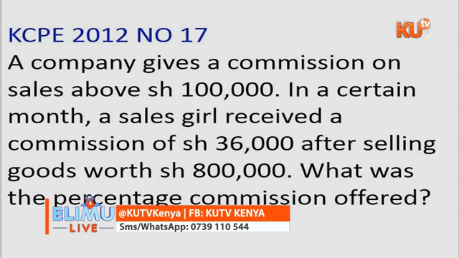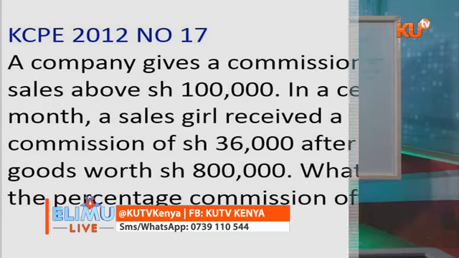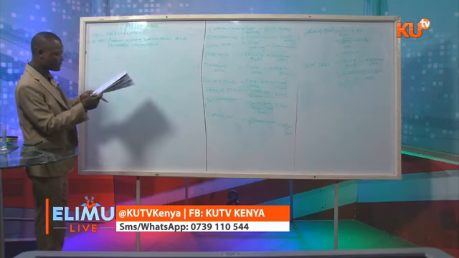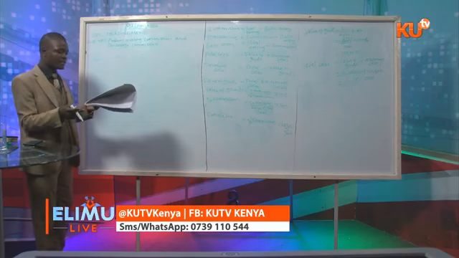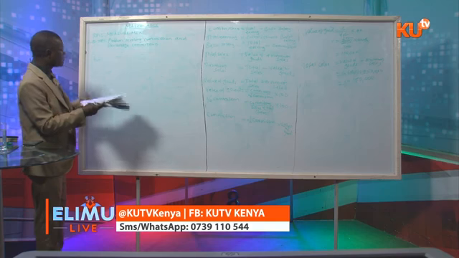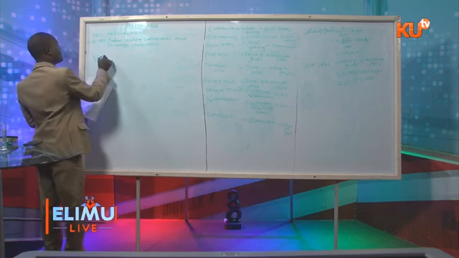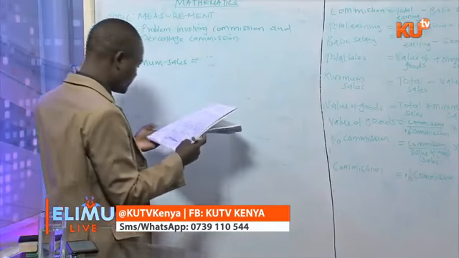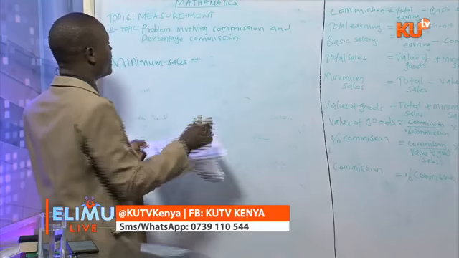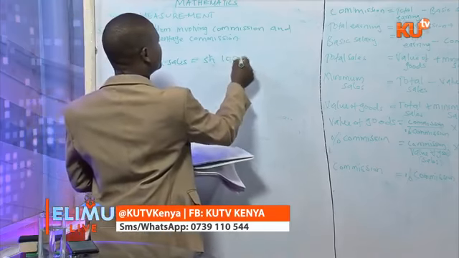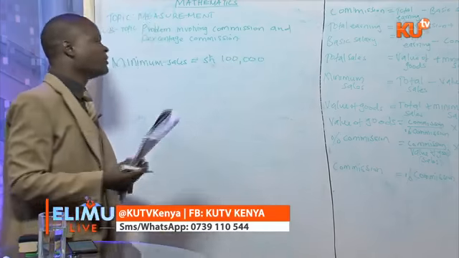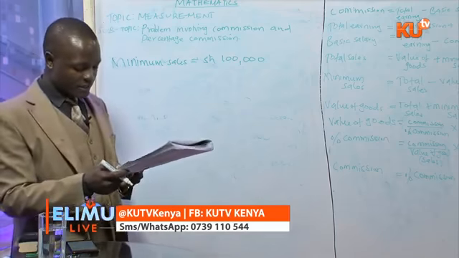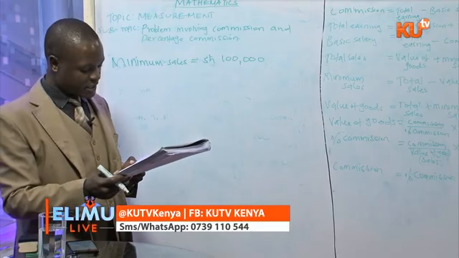Okay, so what we need to do first is to interpret the question and write the information that we have. So it was given commission on sales above 100,000. So that above 100,000 is going to be the minimum sale. The minimum sales is 100,000. That is the amount of money from which he is supposed to get commission. So it is very important to write that and also to note it.